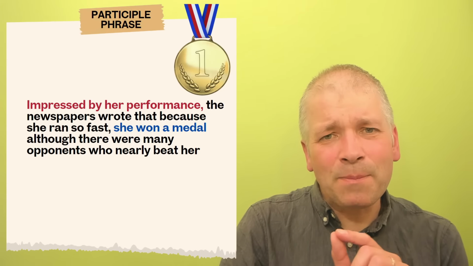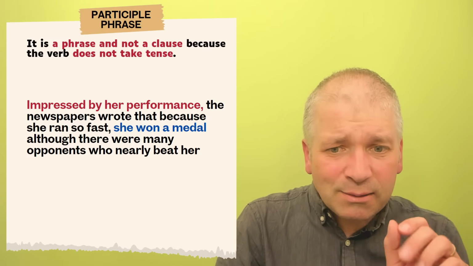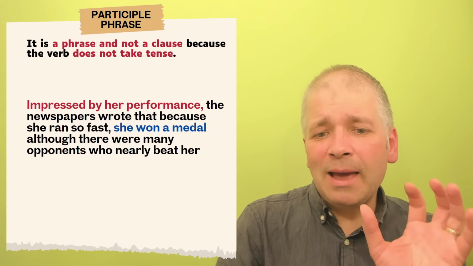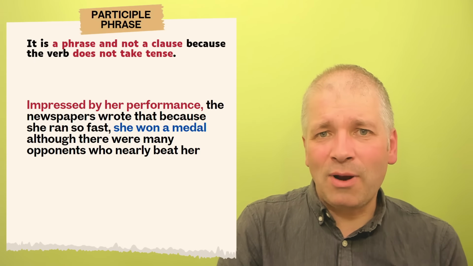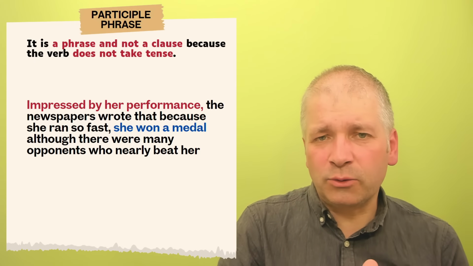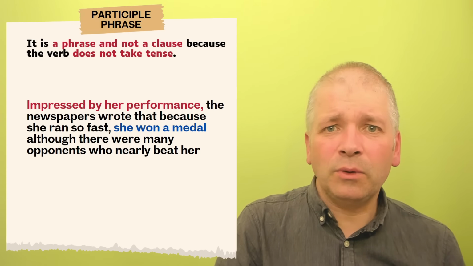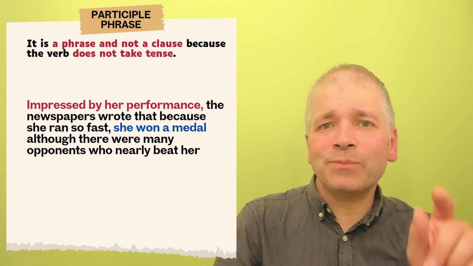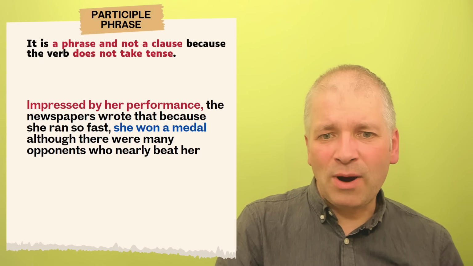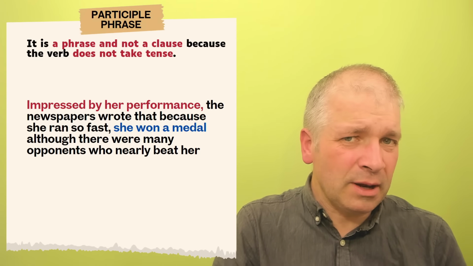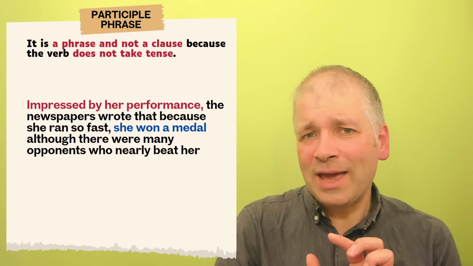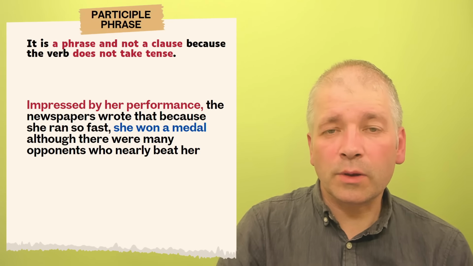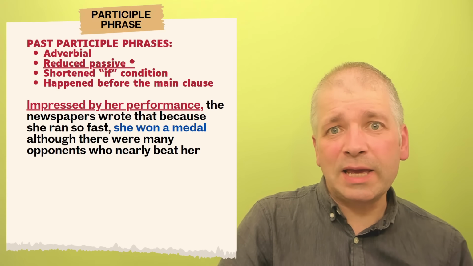Impressed by her performance is a participle phrase. It's a phrase and not a clause because the verb does not take tense. Here, impressed is always impressed. It doesn't matter if it's past, present or future, perfect or simple or continuous. It's a participle form. There are two choices for the participle, either the past participle impressed, or you could in some circumstances use the present participle, which is the ing form, but it doesn't work here for reasons I'll explain now.